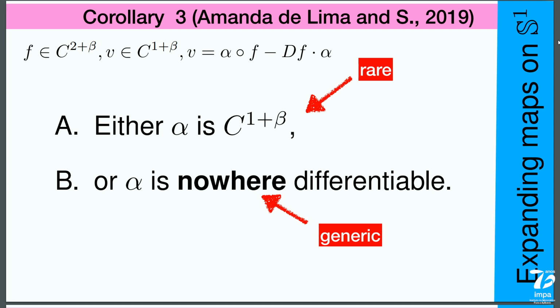So if you pick an expanding map of the circle, f, and some v that's regular enough, either alpha is C^(1+β), or it is nowhere differentiable. So there is a dichotomy between the two cases. And what is really nice is that the first case is extremely rare, as you're going to see. This case is actually non-generic. So for most cases, from the topological point of view, alpha is nowhere differentiable. It's like the classical Weierstrass function that you see in an analysis course.